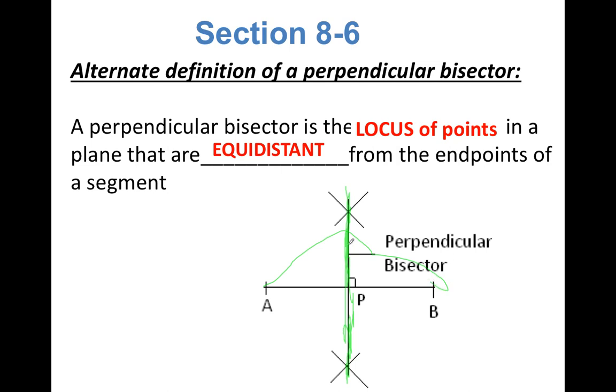But in order to be a locus, it's kind of like an if and only if thing, right? The perpendicular bisector is the locus of points in a plane that are equidistant from the endpoints of a segment. So if they are the points that are equidistant from the endpoints of a segment, and they're the only points that are equidistant from the endpoints of the segment, it's kind of like an if and only if. If you are equidistant from the endpoints of the segment, then you're part of the locus. And if you're part of the locus, you're the only points that are equidistant from the endpoints.